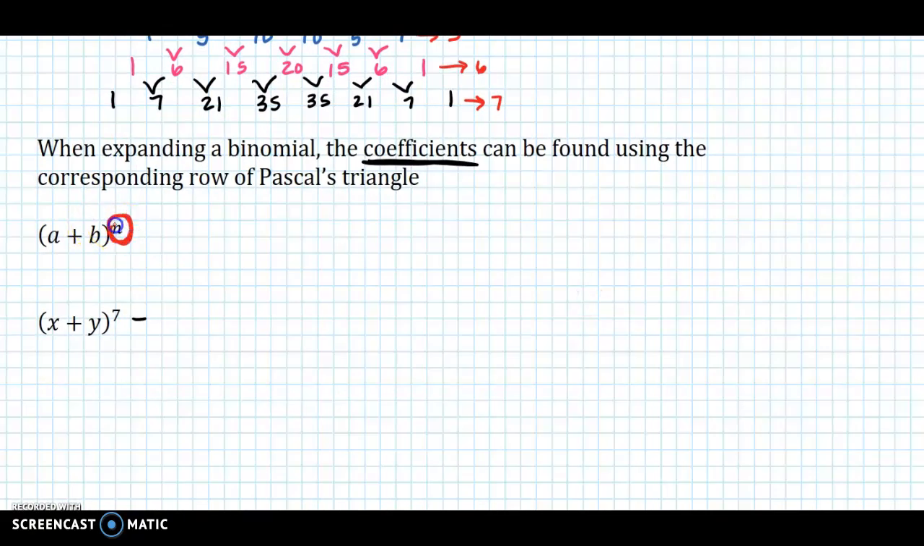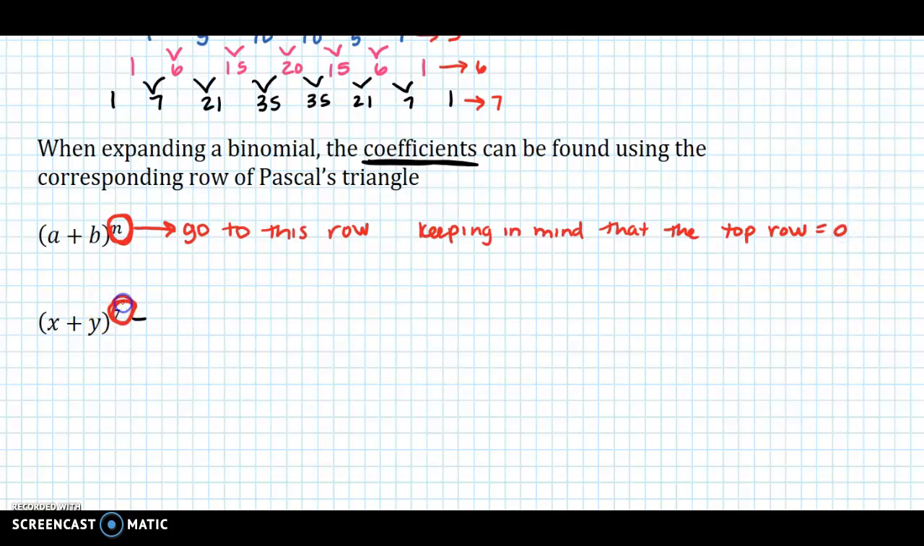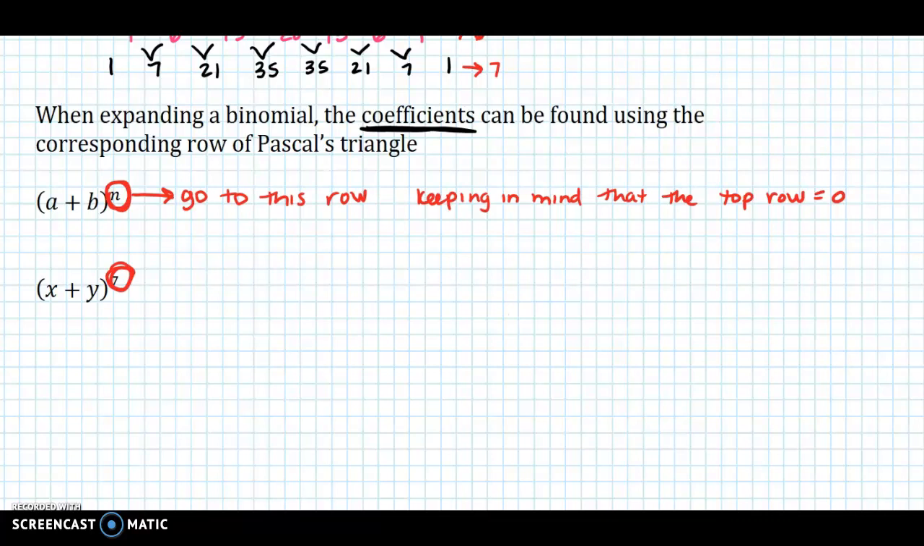So this number, the power that you are raising your binomial to, is the row that you look at. Keeping in mind the top row is 0. So since this binomial is expanded by 7, that means we're going to the 7th row, which is the last row I have written down here in black.